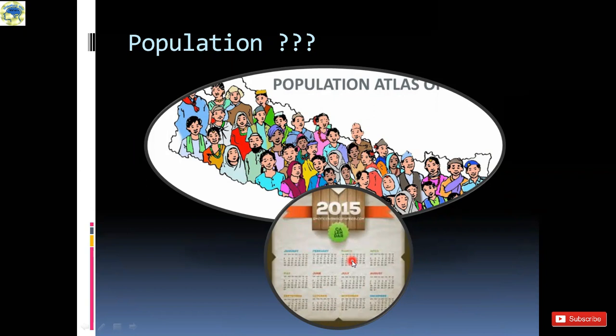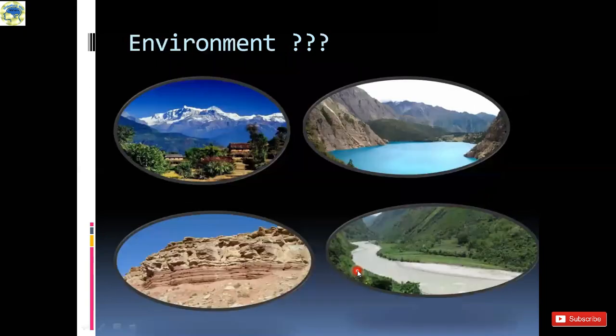So to define population we have three parameters. First is total number of people, second is place, and third is time. So you can define population as the total number of people living in a certain place and certain time. So let's go to the next slide.